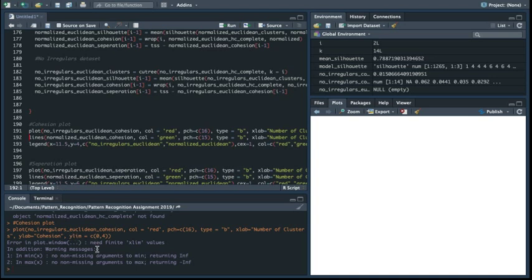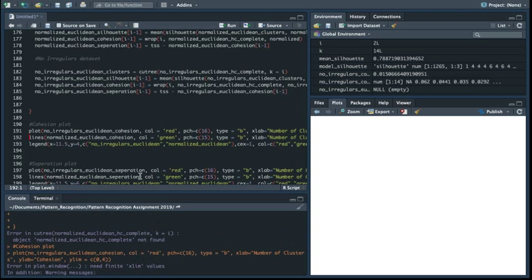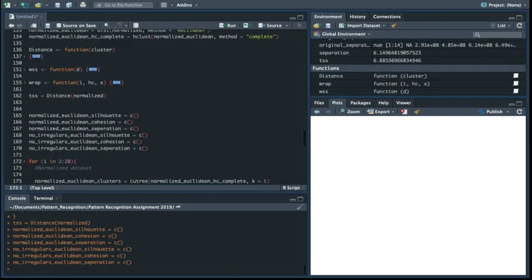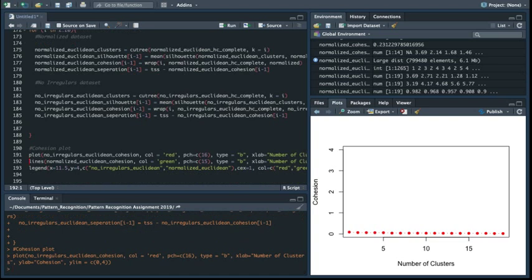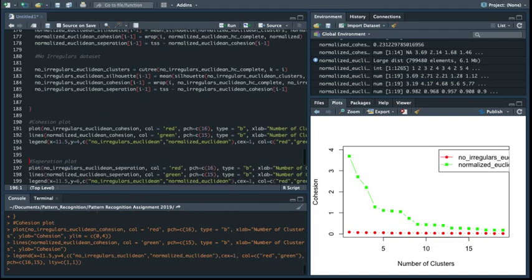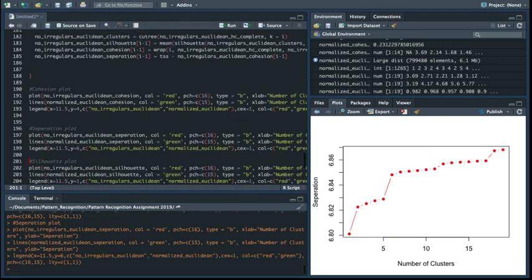We don't have anything because we have an error message, and the error message is normalized complete didn't. Okay, I just didn't run the whole code. Okay, now we can plot it. It's pretty bad, I think. No, just the regular ones. They have pretty bad silhouette for each of their points. No, the cohesion is this one. Oh my god, I'm so sorry.